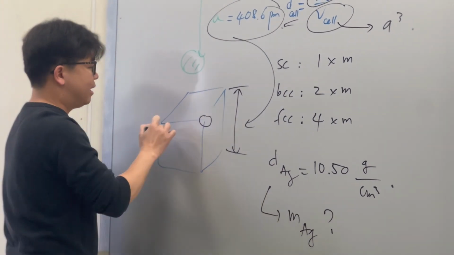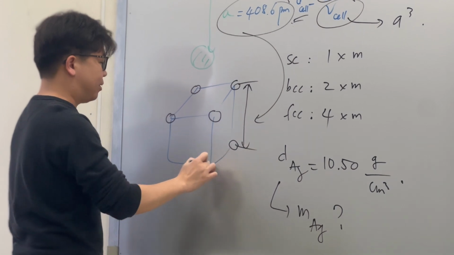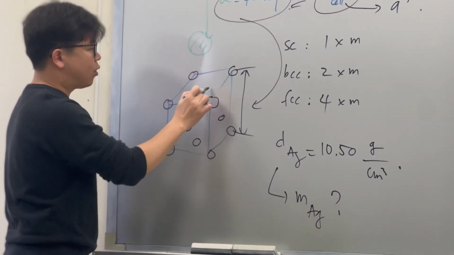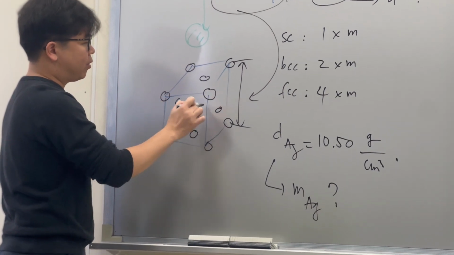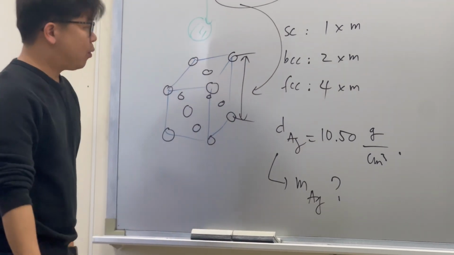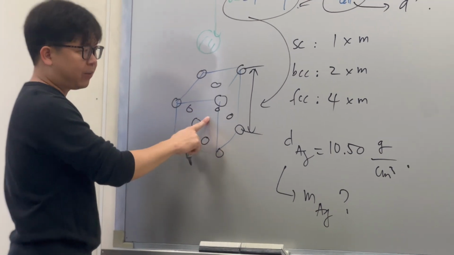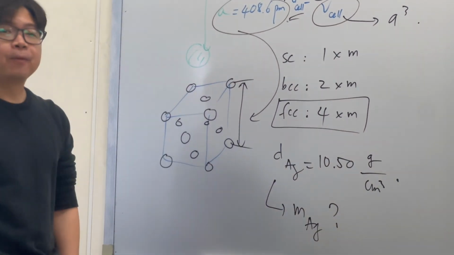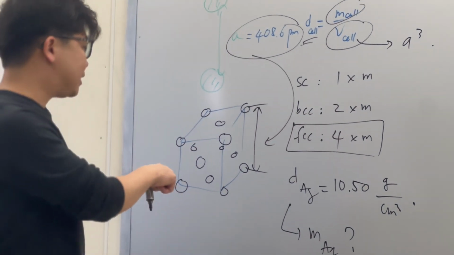So you can see that silver in our cell, FCC, has an atom at each corner and on each face, right? We have one more here, one more here. So now, how many atoms in one cell? This one is FCC, which means that you have 4 atoms in one cell. And now we calculate the mass of silver.